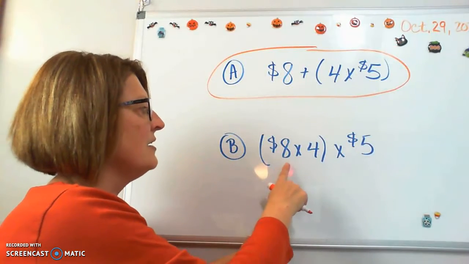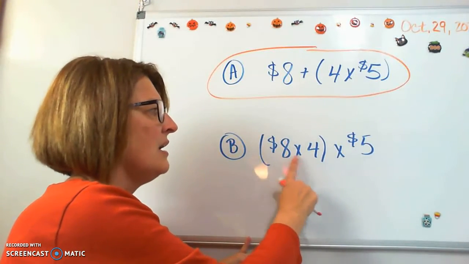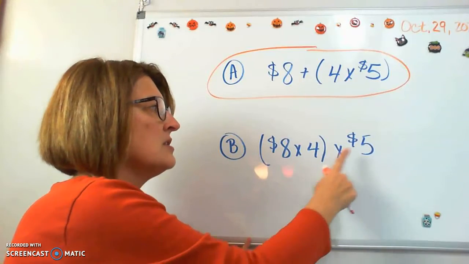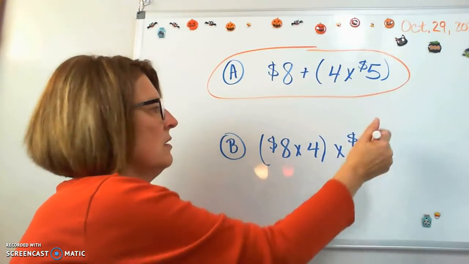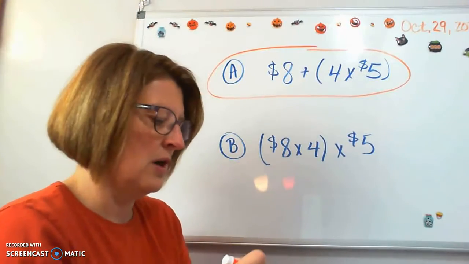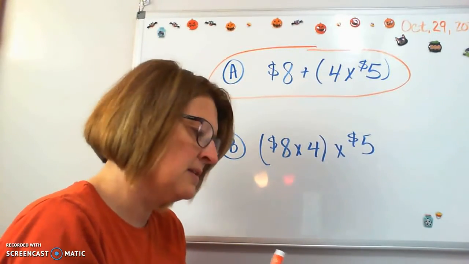And with this one, it's $8 times the 4 hours. Well, he didn't make $8 for the 4 hours. He made the $5. So this one wouldn't work. And I can't exit out or I'll ruin our marker. Okay? Nice job on that one, you guys.